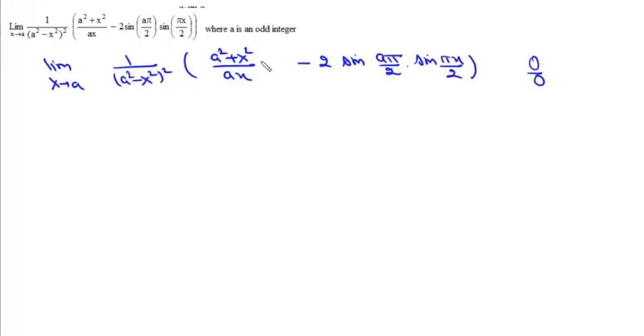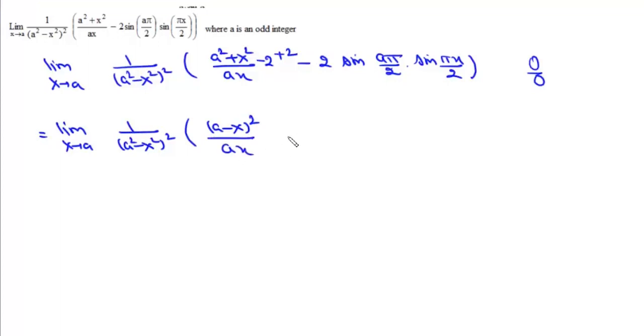Now what we'll do is we'll subtract 2 and we'll add 2. Now we can write this as limit x tends to a, 1 upon (a square minus x square) whole square, and here it will be a square plus x square minus 2ax, which we can write as (a minus x) whole square upon ax, and then plus we'll take this 2 common, it'll be 1 minus sine (a pi by 2) into sine (pi by 2x). Now we'll multiply this with (a square minus x square) whole square.